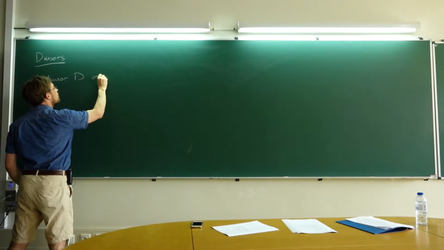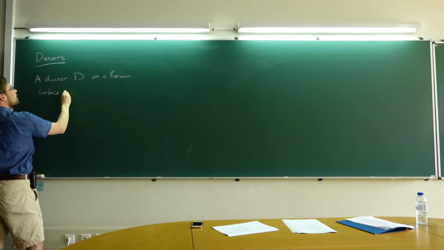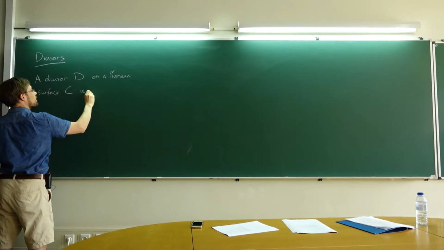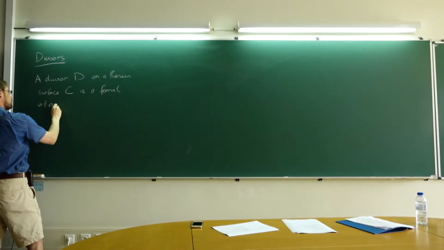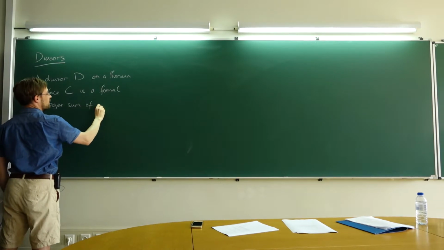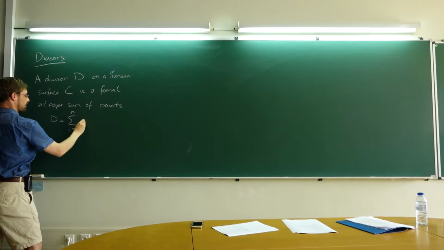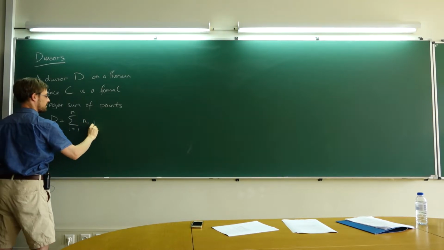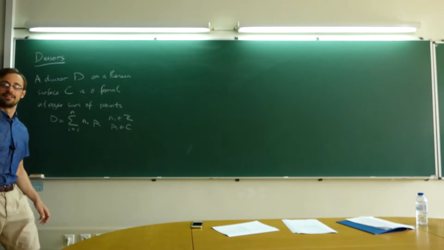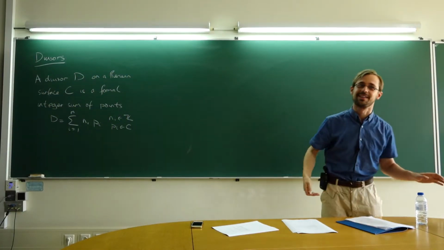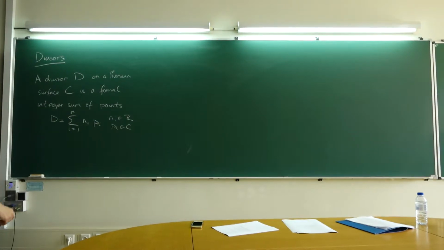So a divisor D on the Riemann surface C is a formal integer sum of points. I have some finite sum of points on the curve with some integer weights. Of course the sum doesn't make sense as a sum, it's just a formal gadget at this point.